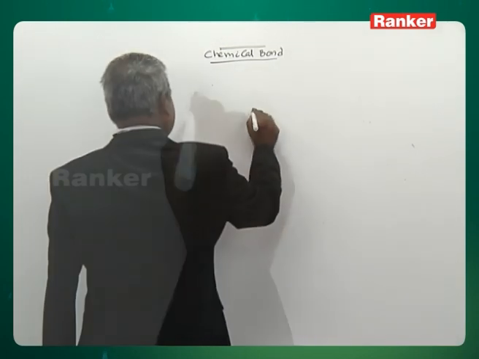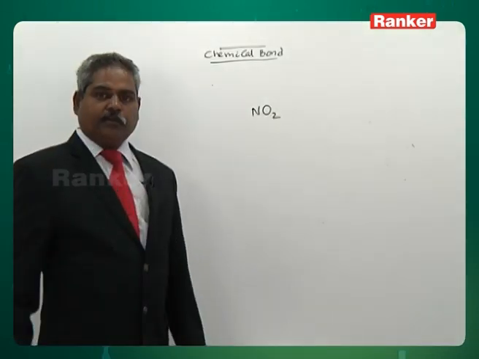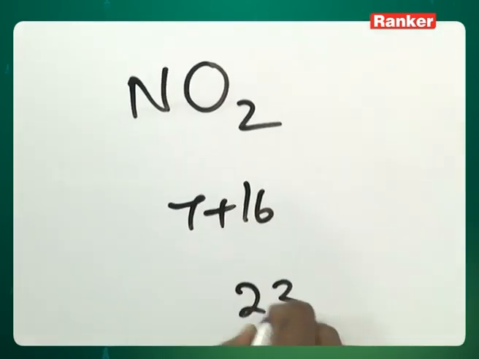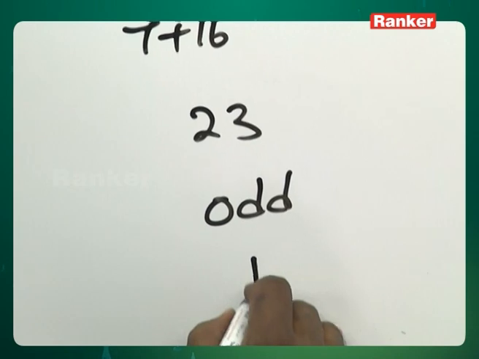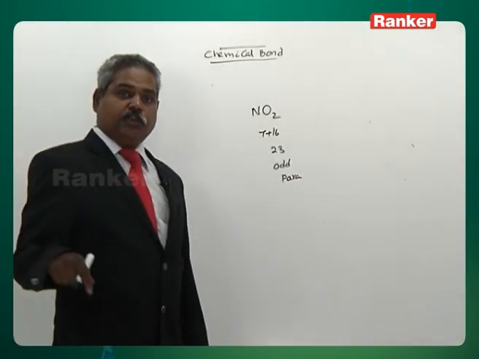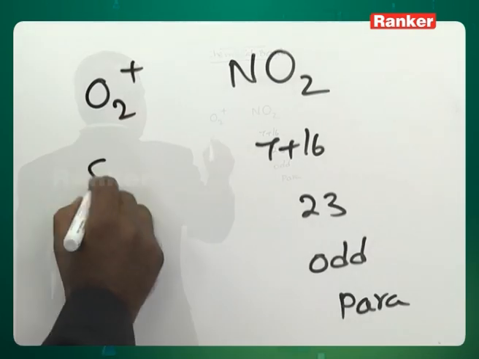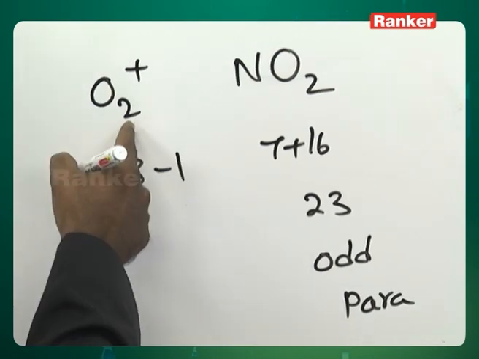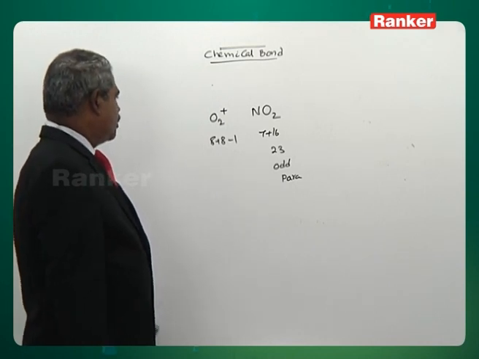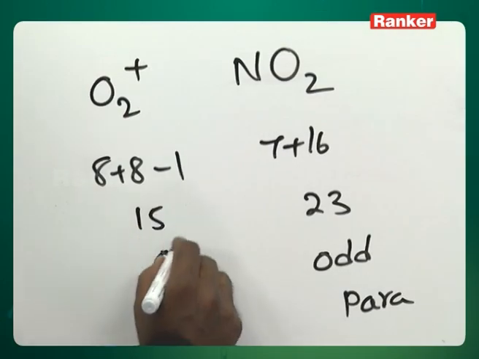And NO2, it is not one capital letter, it is more than one capital letter. When you have more than one capital letter, add all the electrons. 7 plus 16, 23, odd, therefore para. NO2 is paramagnetic, NO is paramagnetic, CO is diamagnetic, O2 plus is paramagnetic. O2 plus: here is a number, meaning 2 atoms, like O2. So 2 oxygens removing 1 electron, 8 plus 8 minus 1, 15, odd, para, like that.